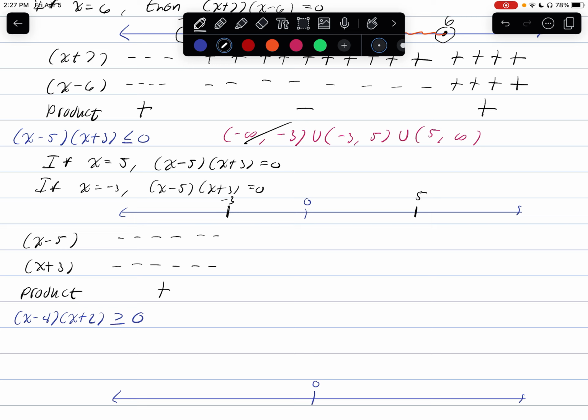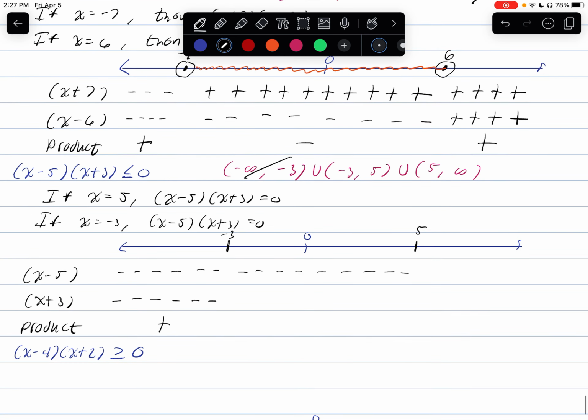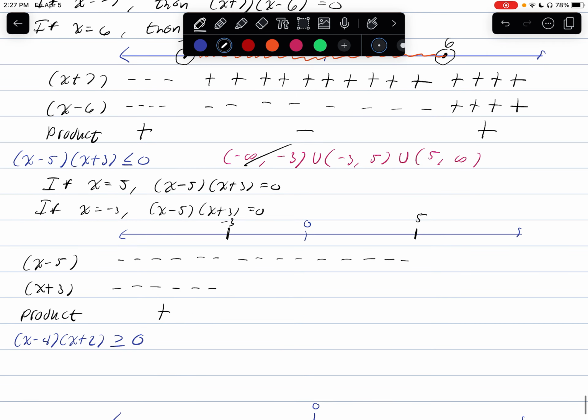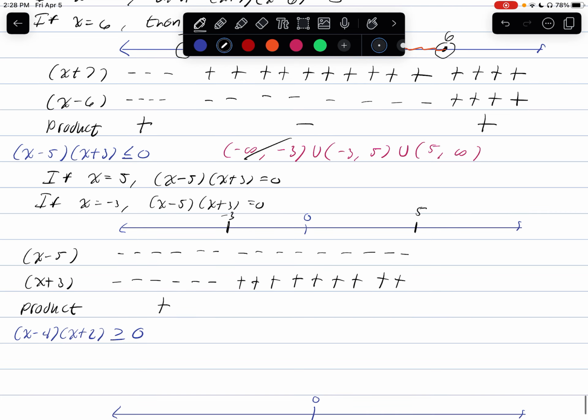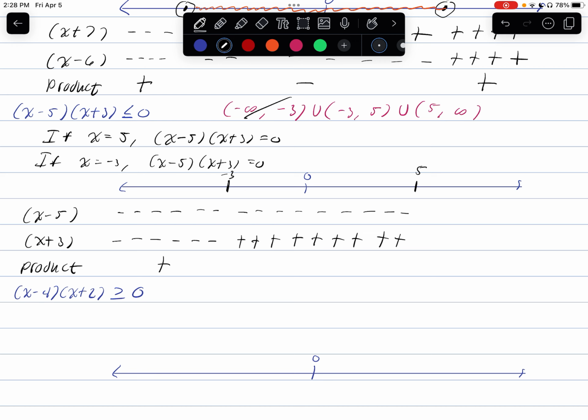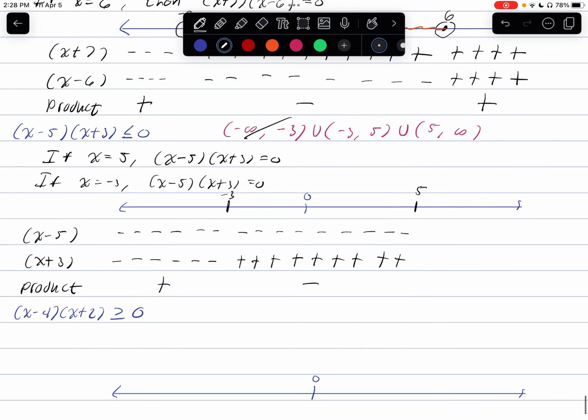Okay, now let's try the interval from negative 3 to 5. If we pull in any number between negative 3 and 5, x minus 5 is going to be a negative number along here. But for x plus 3, if we pull in anything greater than negative 3, this is going to become positive all along here. So for this whole interval, we're going to have a negative number times a positive number. That's going to give us a negative number. And we're looking for intervals that would make this less than or equal to 0. So this is going to be a part of our solution.